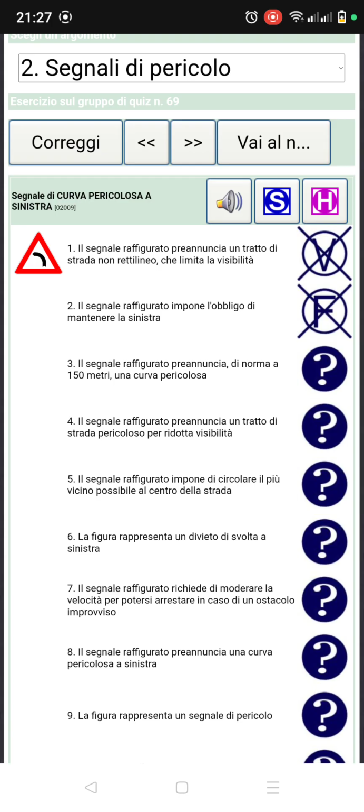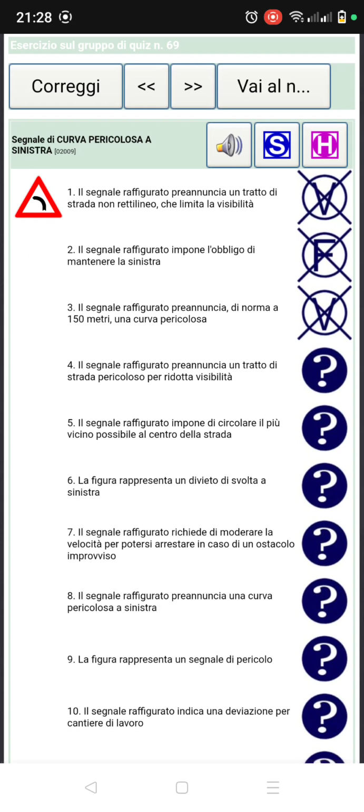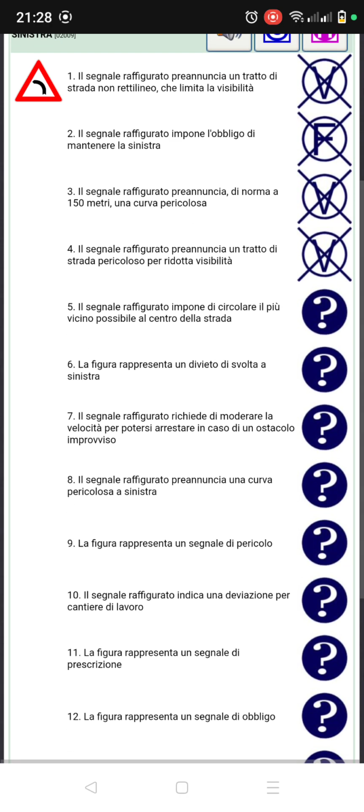Number 3. Il segnale raffigurato preannuncia di norma a 150 metri una curva pericolosa. So it says this sign figure is announcing normally at 150 meters a dangerous curve. Yes, and it's true. Number 4. Il segnale raffigurato pronuncia un tratto di strada pericoloso per scarsa visibilità. This sign figure is announcing a dangerous section of the road that reduces the visibility, and it's true. Number 5. Il segnale raffigurato impone di circolare il più vicino possibile al centro della strada. This one is false. Accident.